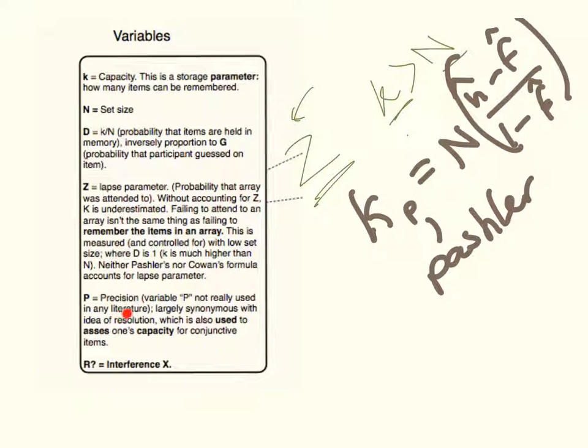The last variable we're looking at, depending on if we want R, is precision, and we'll just call that P. And I think the value of looking at precision, there have been a couple of interesting studies where they show that precision can actually be a more sensitive index than capacity. So you can detect more subtle changes in working memory.